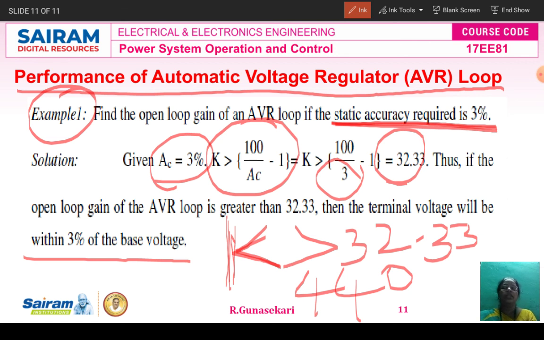Dear students, in this lecture video we clearly understood the automatic voltage regulator function, operation, equations, block diagrams, and transfer functions. After that we studied the performance of the automatic voltage regulator, which is understood by the given example.